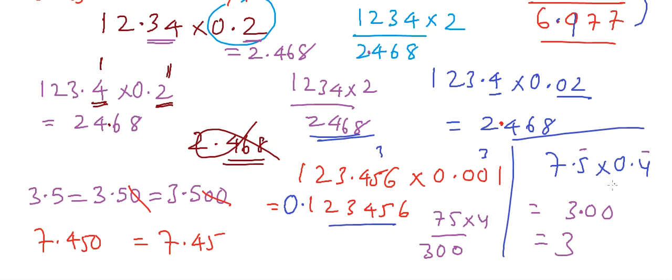Because this is a trailing zero. That means the rightmost zeros after the decimal point can be removed.